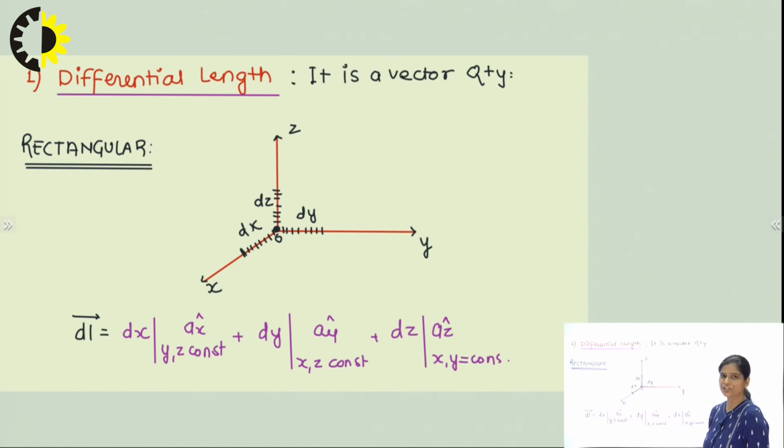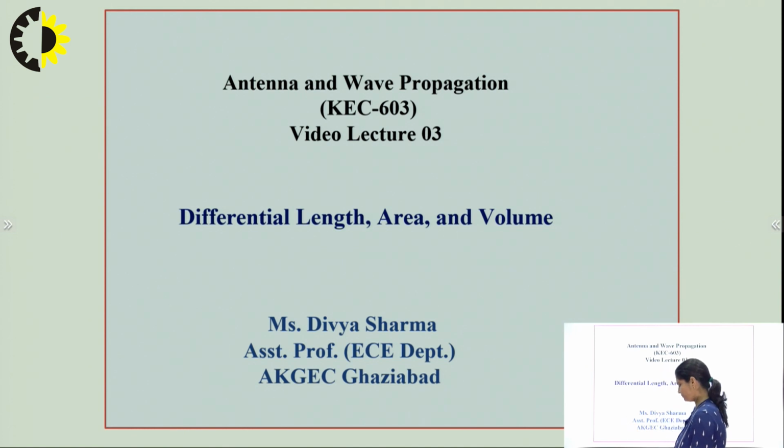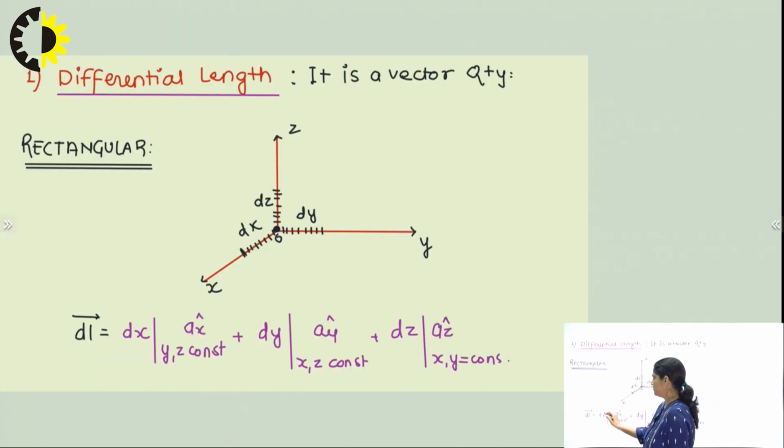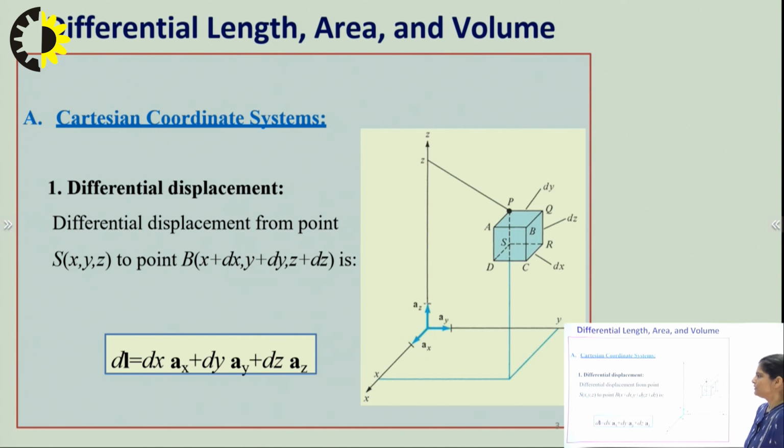Now write down dl, the differential length. How can we write the differential length in rectangular coordinates, or Cartesian coordinates? Write dx, where y and z are constant, with the unit vector of x, plus dy, the differential length in the y axis, where x and z are constant, with the unit vector of y, plus dz, where x and y are constant, with the unit vector z. This is also known as differential length or differential displacement.